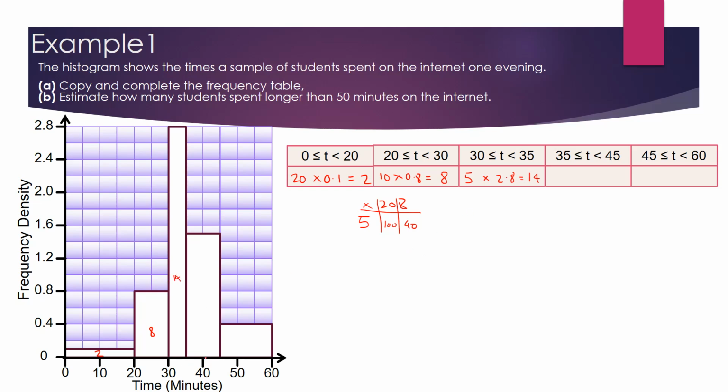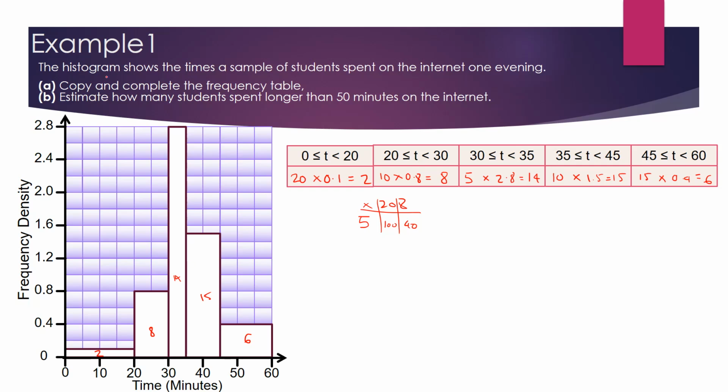Between 35 and 45, well the group width is 10, isn't it? 10 multiplied by, that's 1.4 there, look, 1.5. So that's 15. There are 15 people in there. And then 45 to 60, the group width is 15. The height of the group is 0.4. We just worked this out the same as in the example earlier, didn't we? So that would be 6. So you find the area of each bar to work out the frequencies.